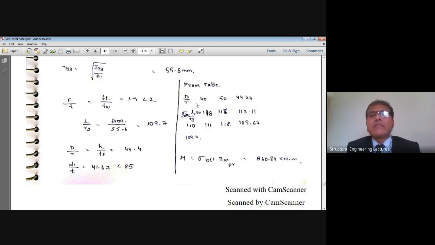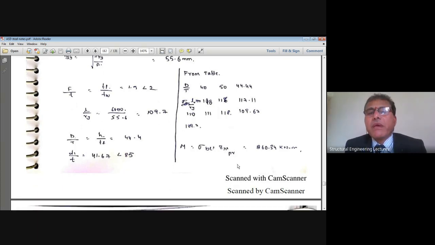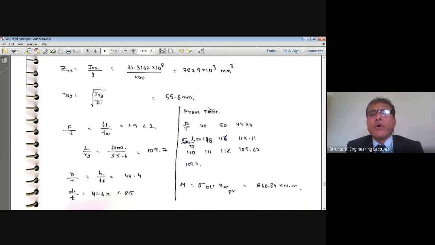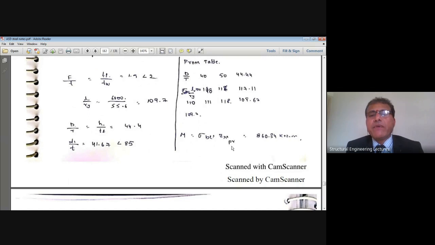Once I interpolate for these D by T's for corresponding L by Ry's, then I'll extrapolate. Therefore, for L by Ry 100, the value is equal to 117.11. For L by Ry equal to 110, this is 109.62. Hence, for this L by Ry of 109.7, sigma BC is calculated, right? I'll multiply that with the section modulus provided, ZXX, which is 7829 × 10^3 mm^3. Therefore, dividing by 10^3, I'll get the moment of resistance of this section as 860.34 kilonewton meter.